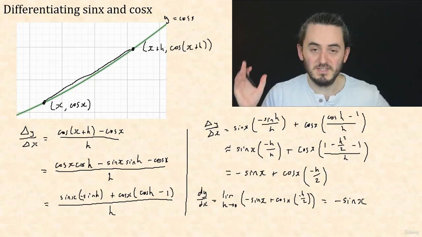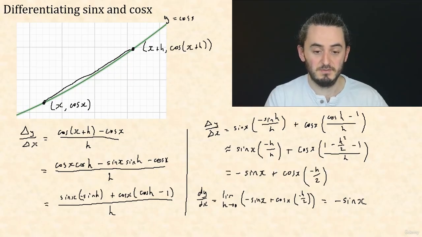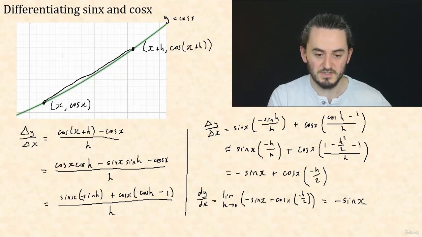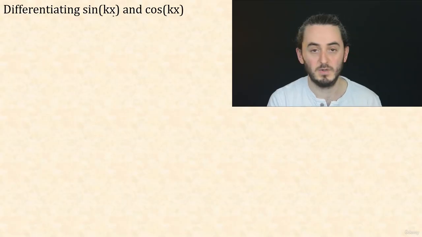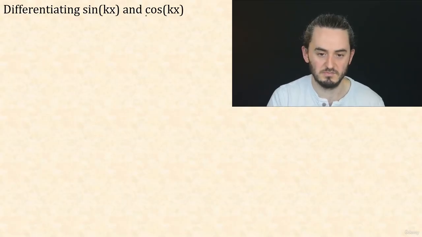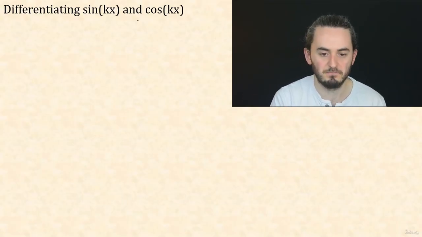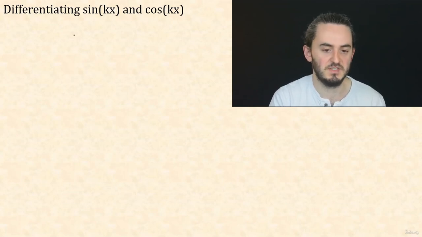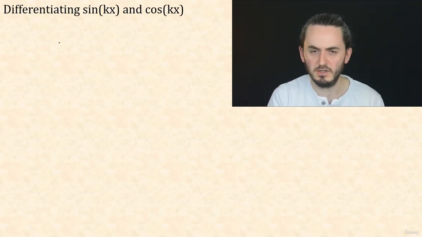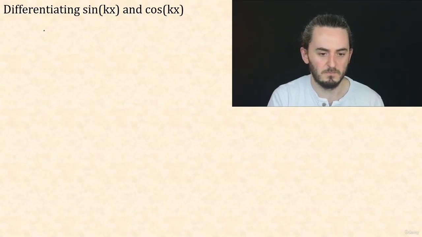So there it is. The derivative of sine x was cos x, and the derivative of cos x was minus sine x. A beautiful relationship. Okay, the final thing to look at is the derivative of sine of kx, and cos of kx, where k is just some constant. This is a special case of something called the chain rule, which we'll be looking at in a lot of detail later on. But we can get a good intuition about what this is now.